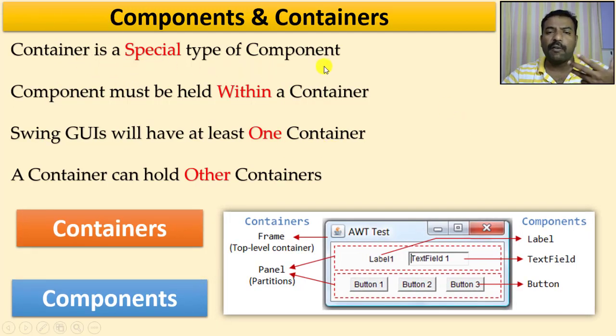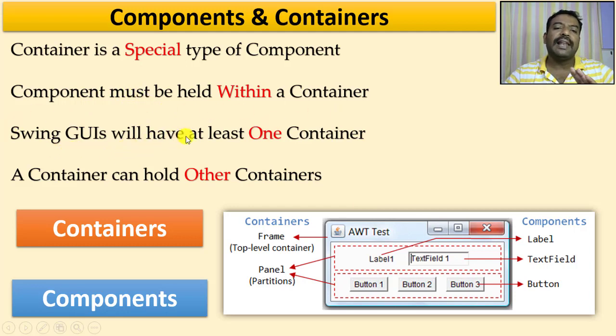And so this is what we can derive: a container is a special type of component. As I just told you, a component must be held within a container itself. I cannot simply throw a component anywhere on the graphical window. Even if you throw it anywhere on the graphical window, that is going to be a container. Hence, wherever you put the component in your graphical window, it is going to be within the container itself. And that is what I mean: a component must be held within a container.